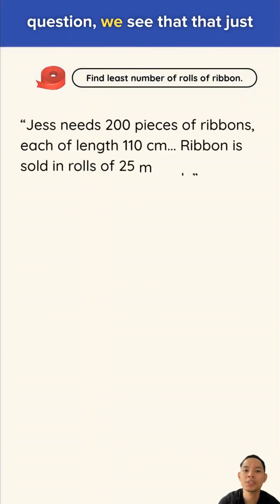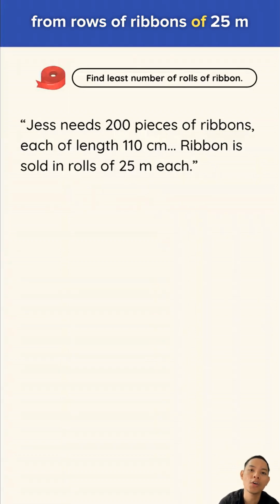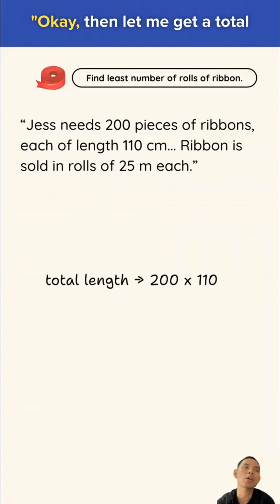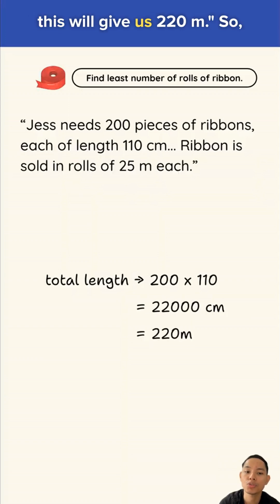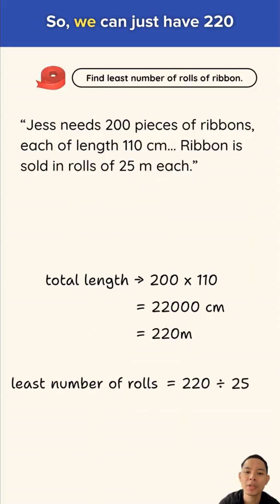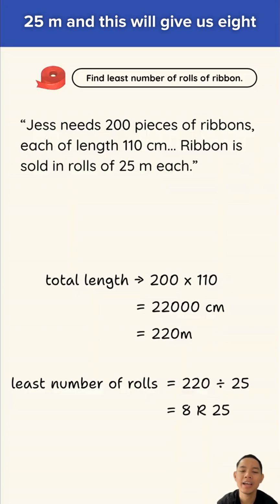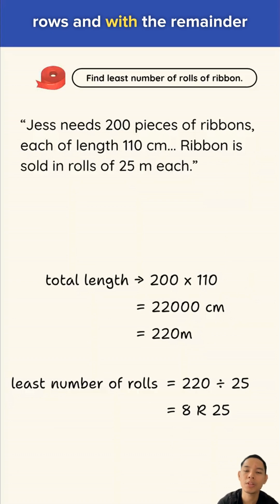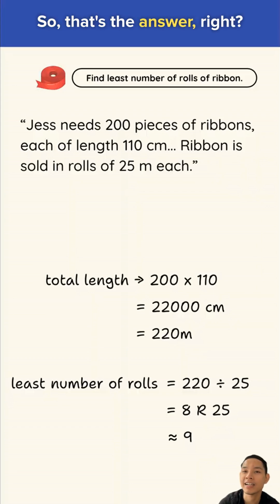So you need to find the least number of rolls. From the question, we see that Jess needs 200 pieces of 110 centimeters from rolls of ribbon of 25 meters each. You're probably thinking, let me get the total length, which is 200 times 110, and this will give us 220 meters. So this is what we need, right? Then for the least number of rolls, we can just divide 220, the total length, by each roll, which is 25 meters, and this will give us 8 rolls with a remainder of 25. Since we can't have a remainder of one roll, we have to round up to get 9 rolls. So that's the answer, right?